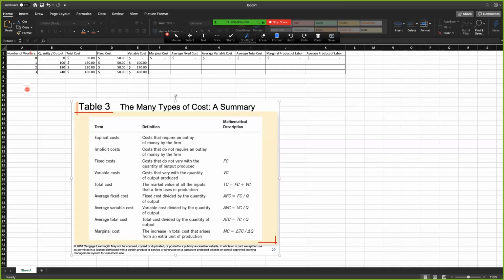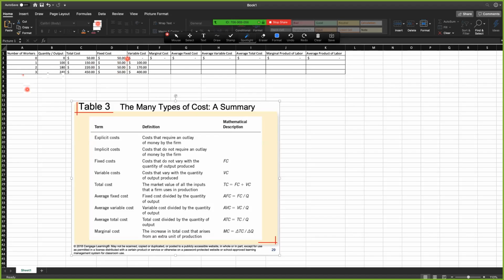So you first have the number of workers, the quantity of output per the number of workers, and then the total costs. The next item after the total costs are fixed costs. And as you can see, fixed costs are constant. They are costs that do not vary with the quantity of output produced. So the fixed costs are going to be constant at an output of 0, and they're going to be constant at an output of 240. So they're going to stay the same.